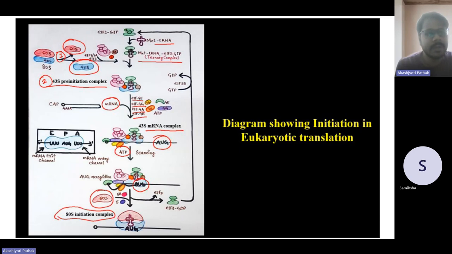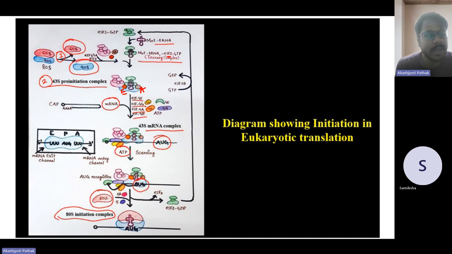EIF1A and EIF3 bind to the A site and the E site. And then this is your initiator tRNA, which remains attached to the methionine amino acid residue. Then this methionine, EIF2 GTP, and this 40S ribosome complex together form the 43S initiation complex. And then there is this mRNA.